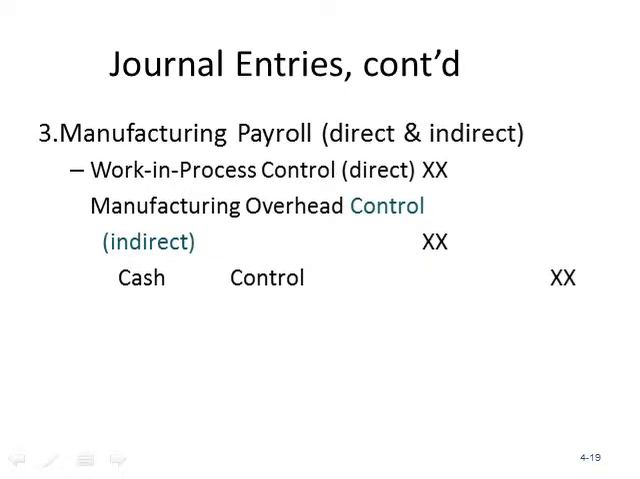Journal entry 3 represents the effect of incurring payroll expenses for both direct and indirect labor. As with the material, the direct labor is debited to work in process control and the indirect labor is debited to manufacturing overhead control. And obviously the cash that's being paid for these is credited.